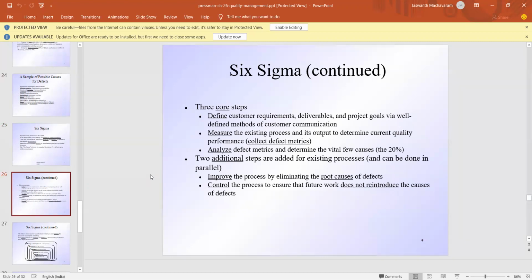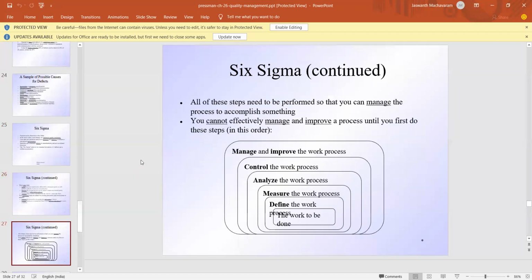Two additional steps are added for an existing process and can be done in parallel. They are used to improve the process by eliminating the root causes of defects, and to control the process to ensure that future work does not reintroduce the causes of defects. Let's see the continuation.